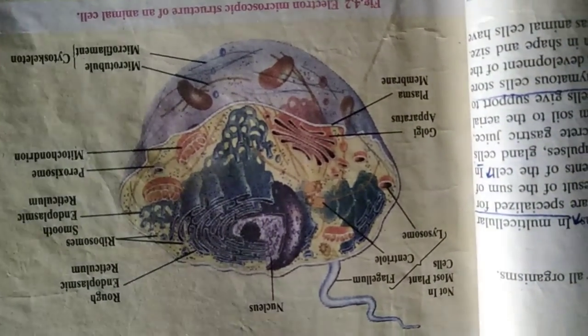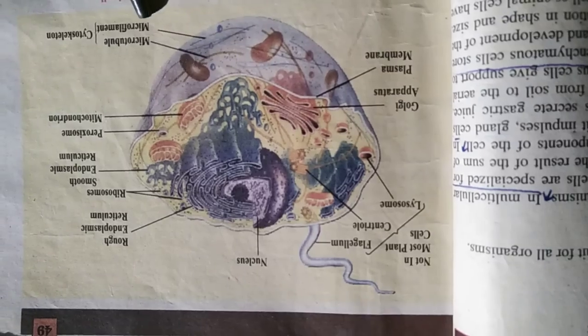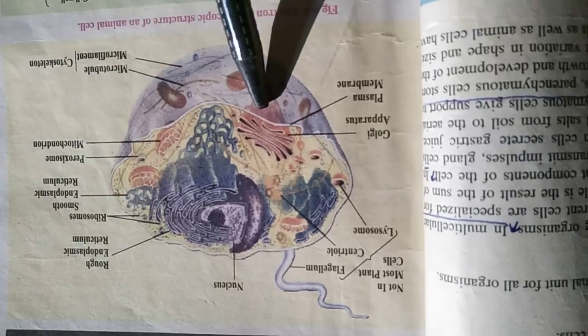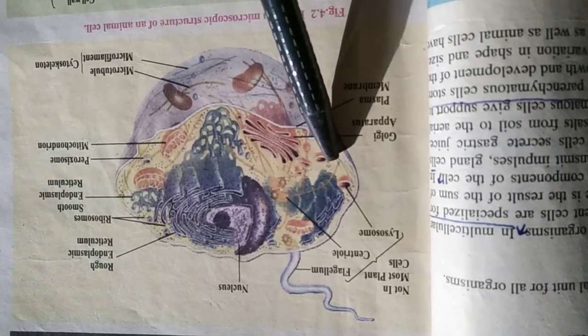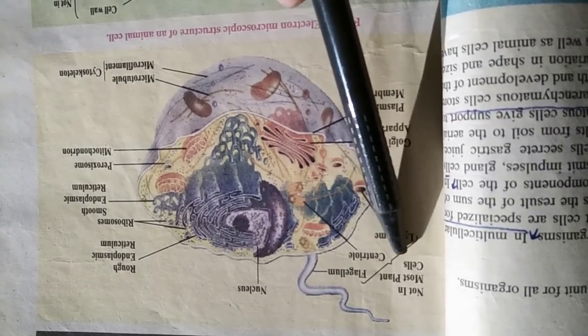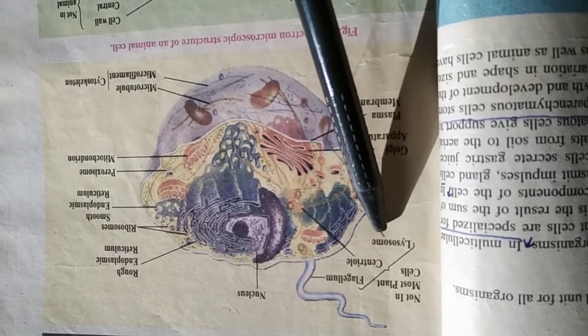Here we also see the electron microscope structure of an animal cell. Look at these structures and the round shape of the animal cell. These round structures are called lysosomes, this structure is called centriole, and this thread-like structure is called flagellum. In most plant cells, flagellum, centriole and lysosome are not present.